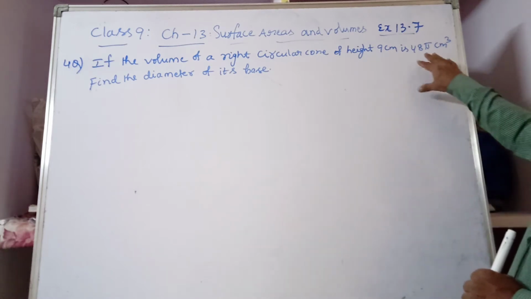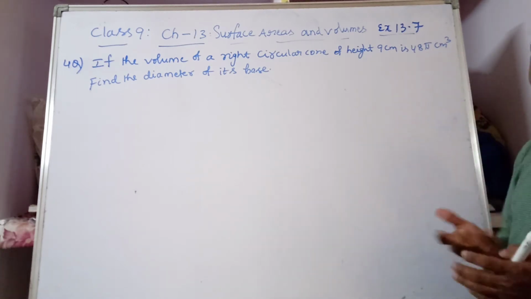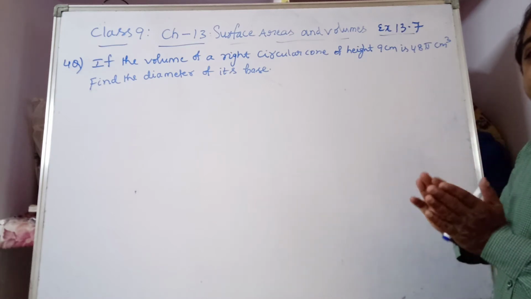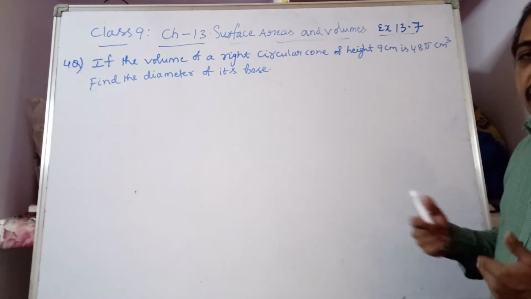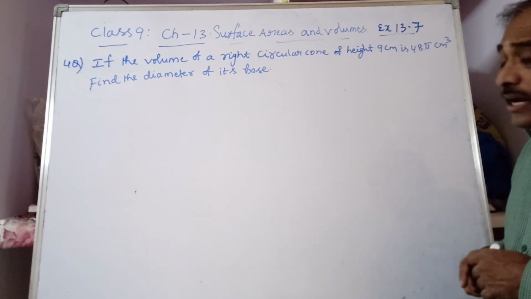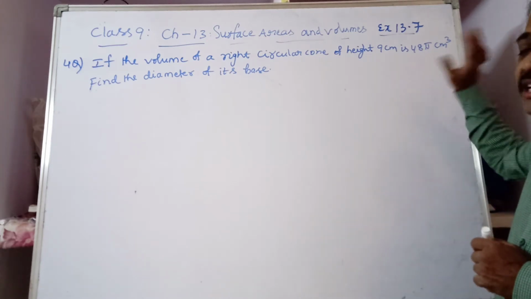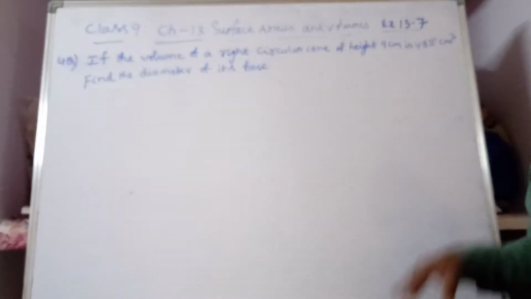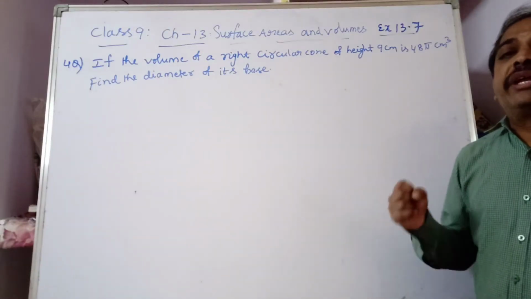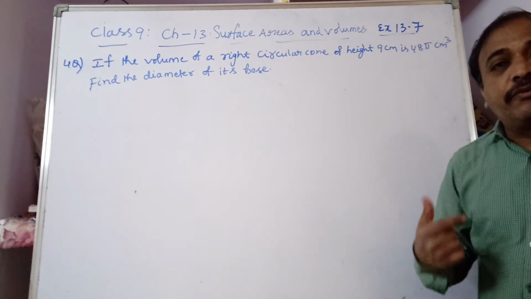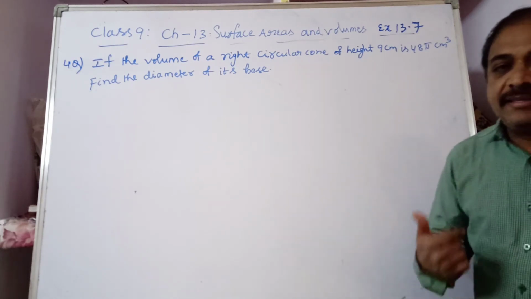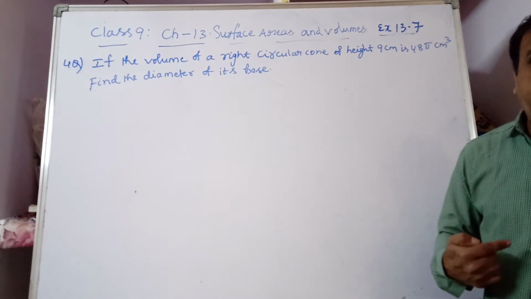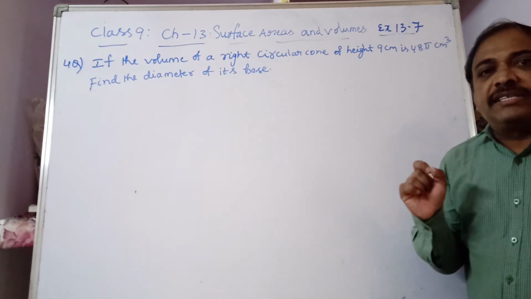So volume is given as 48 pi. He did not simplify pi, he just kept it like that. In spite of calculating with 22 by 7, he just left 48 pi centimeter cube. And the height is given. We need to find out the diameter of its base by substituting in the formula. What is the formula to find out the volume of the cone? Yes, 1 by 3 pi r square h.